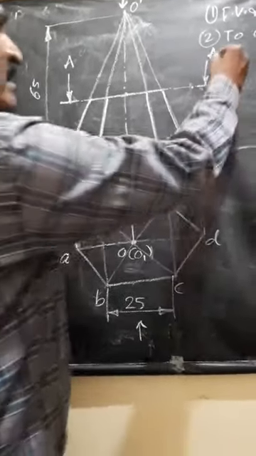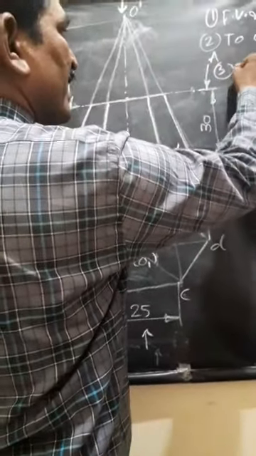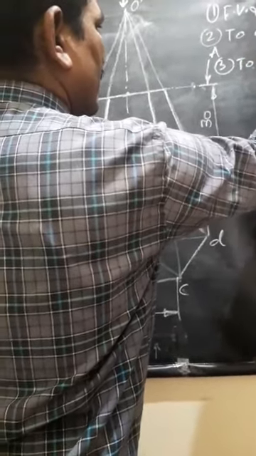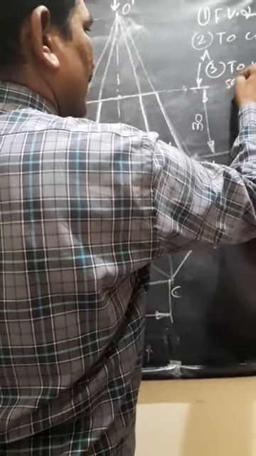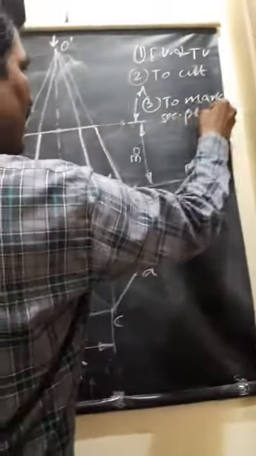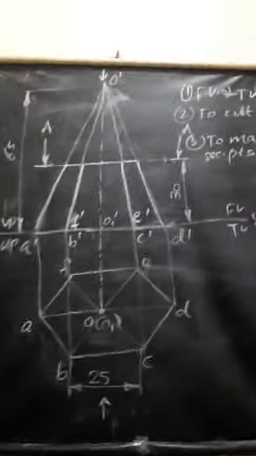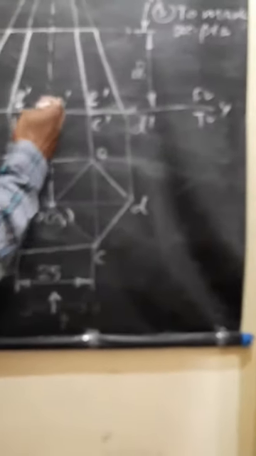Step number 3 is to mark the section points correctly. That is important. There will not be any section points on the axis.